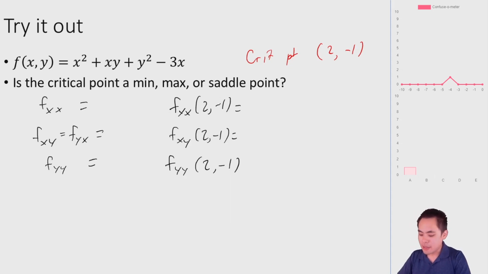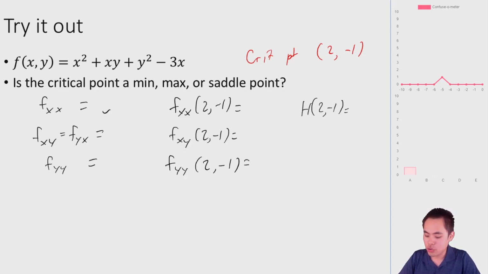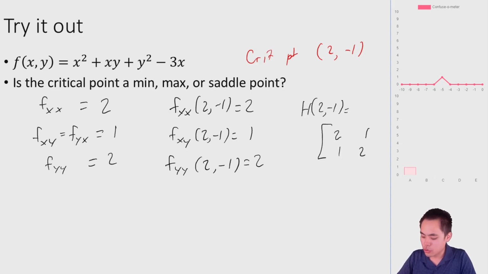Once you solve for that, you plug all these values into the Hessian matrix at (2, -1). When you take the partial derivatives, what you'll find is that this is just 2. This is a constant function, 2. This is 1, 1, and that's 2. So evaluating it at any point is going to give a constant. You end up with a matrix that is 2, 1, 1, 2.